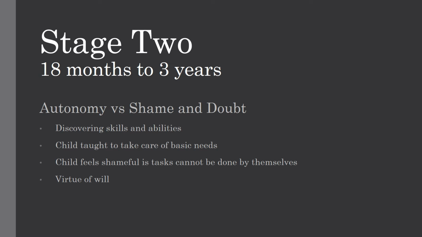Stage 2, 18 months to 3 years: autonomy versus shame and doubt. During this stage, the child will be discovering new skills and abilities. They are taught to take care of their basic needs. If autonomy is accomplished, the virtue of will is instilled in the child.